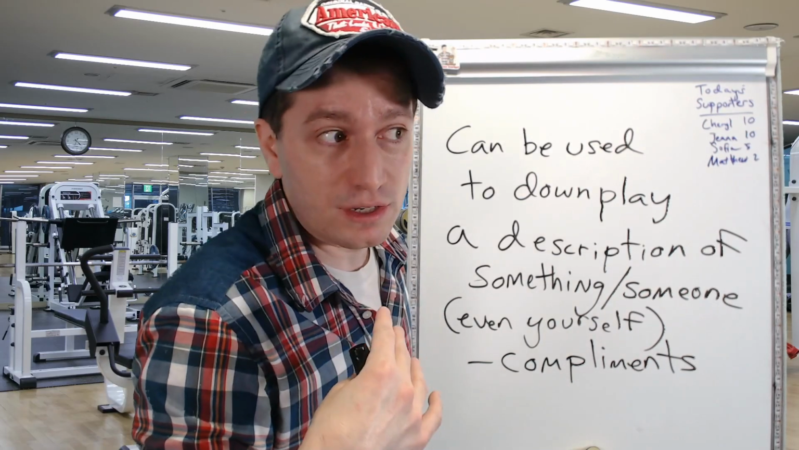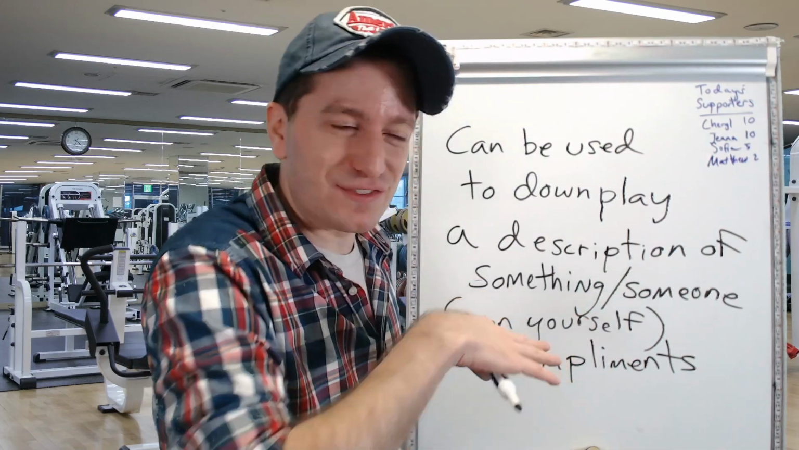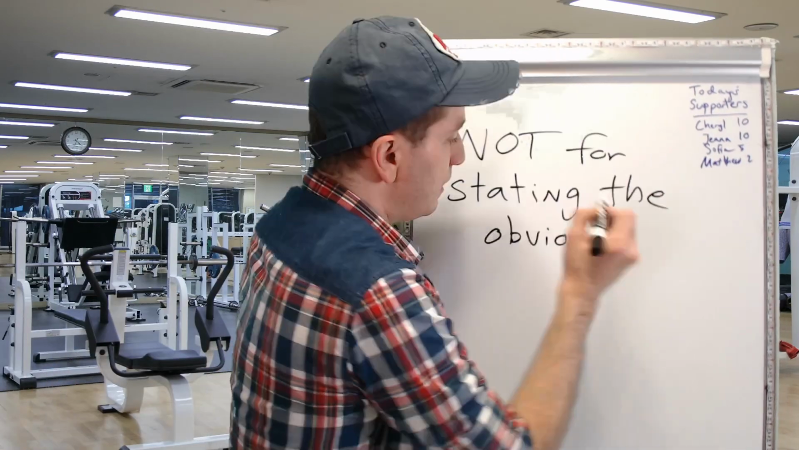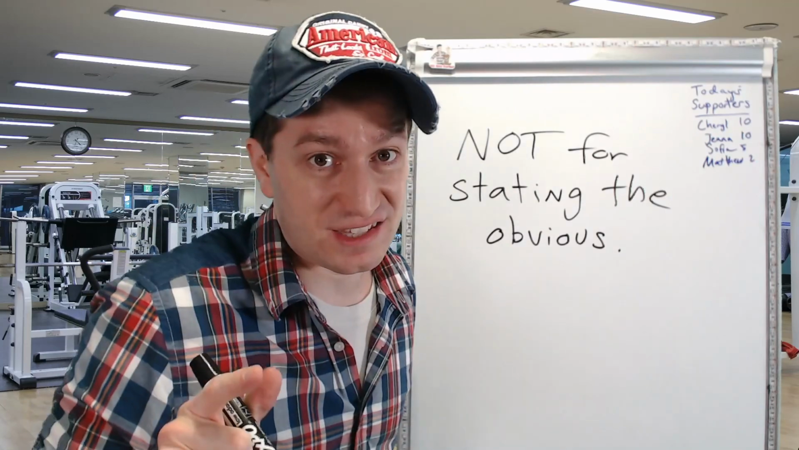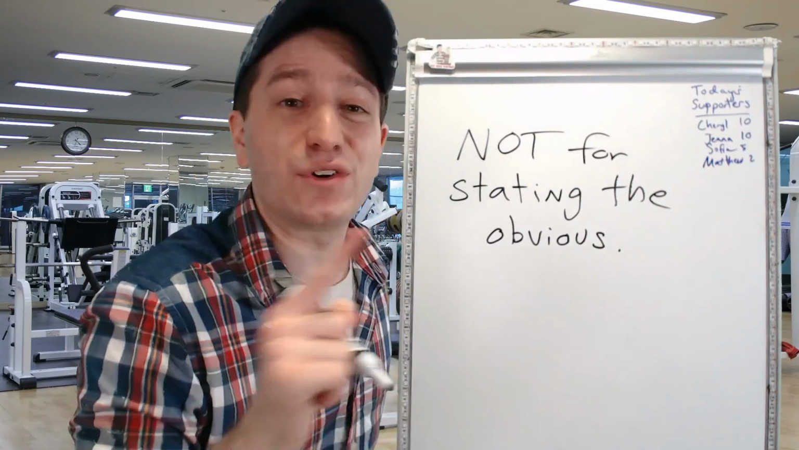So you can say like, yeah, 좀 잘하는 편이에요. I'm on the good side in that sort of sense without saying 잘해요. I'm so good. And this form 편이다 is not used for stating the obvious. It's not used to say something that everyone already knows.